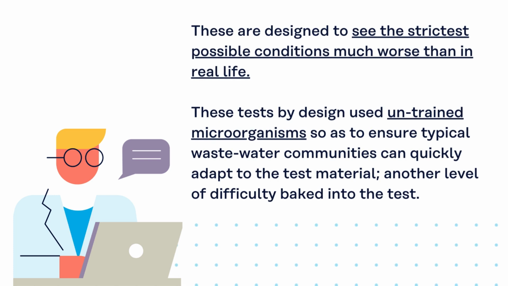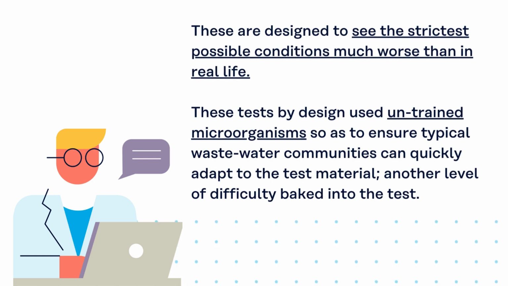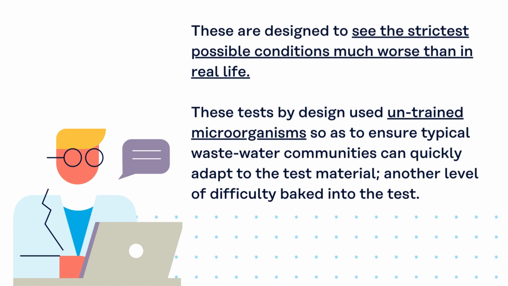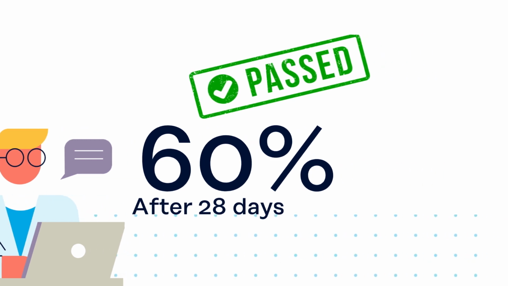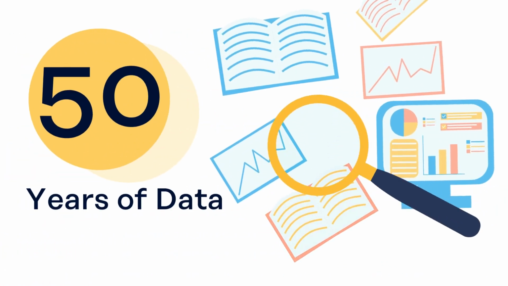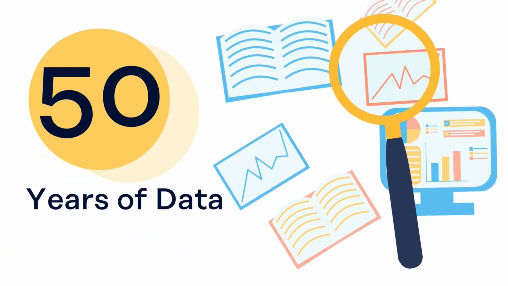These are designed to see the strictest possible conditions, much worse than in real life. These tests by design use untrained microorganisms so as to ensure typical wastewater communities can quickly adapt to the test material, another level of difficulty baked into the test. The pass criteria of 60% in 28 days under these conditions is indicative, as seen over 50 years of data, of rapid biodegradation in mere hours in real life.